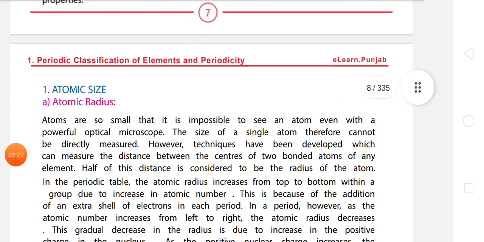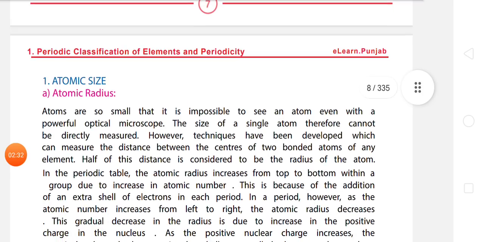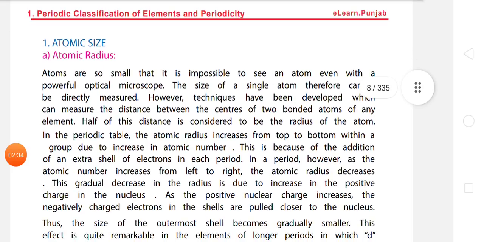Atomic size. Atomic radius. Atoms are so small that it is impossible to see an atom even with a powerful optical microscope. The size of a single atom therefore cannot be directly measured. However, techniques have been developed which can measure the distance between the centers of two bonded atoms of any element. Half of this distance is considered to be the radius of the atom.